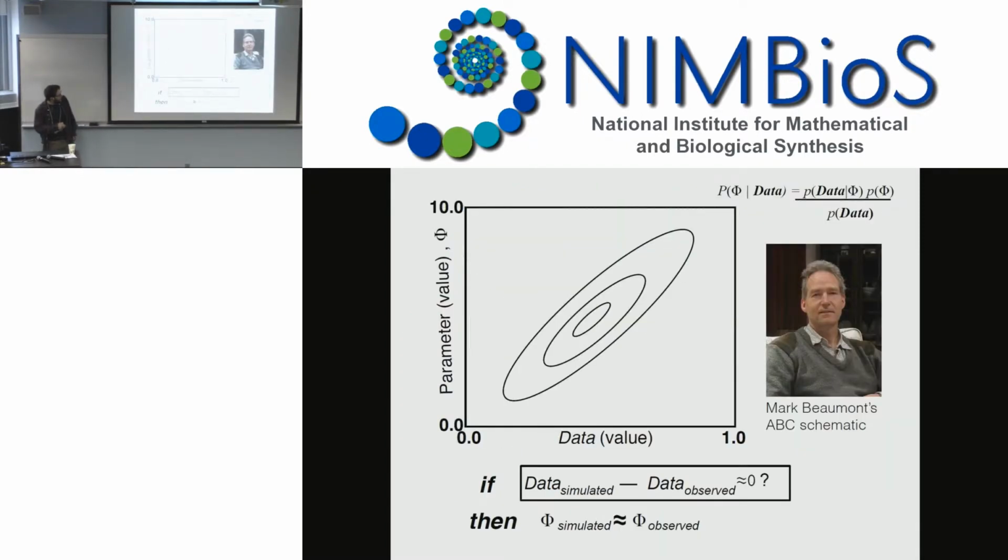And I think this is one of my favorite schematics of how ABC works. This is from Mark Beaumont. You can think of a simulation model where you're drawing parameter values across your prior distributions, and then you're generating data according to that model, and you come up with a big pile of data here. You have these contours here.